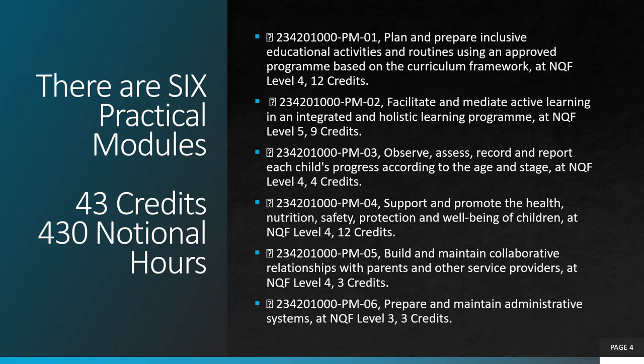The second practical module is the facilitation and mediation of active learning in an integrated and holistic learning program. You are going to learn about integrated and holistic learning, and this is on an NQF level 5, and there are 9 credits. So a minimum time of 90 notional hours must be spent on this specific module. Remember, you are going to be given a task. You're going to work on that task, you're going to prepare it, you're going to have everything on paper, and then you're going to have to present this task to your lecturer or tutor, whether it is in front of them or online. So it depends on how you are studying.